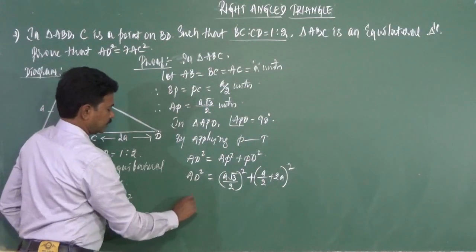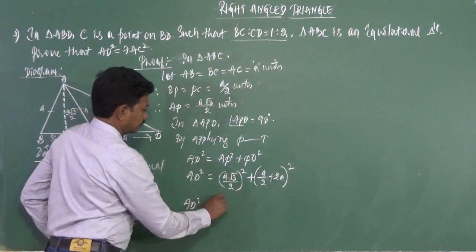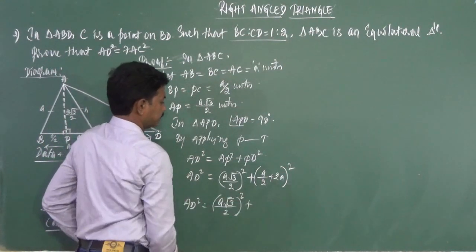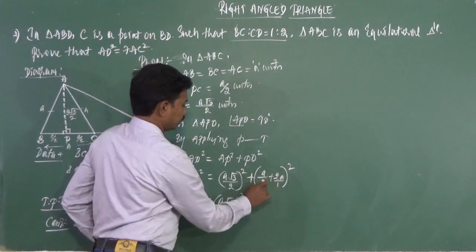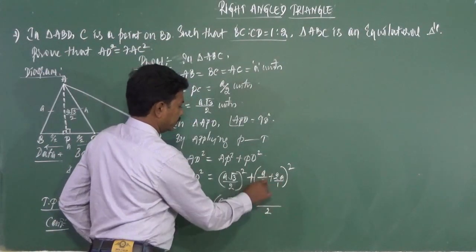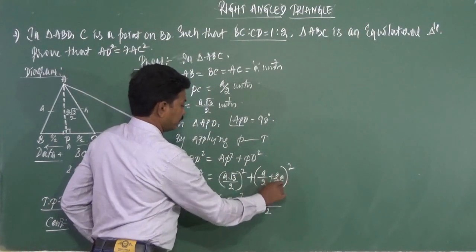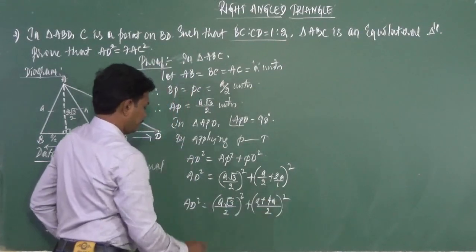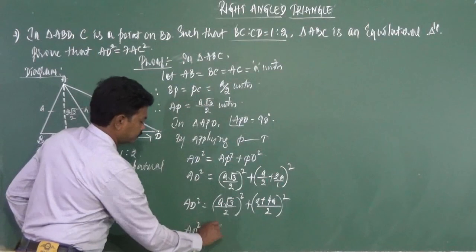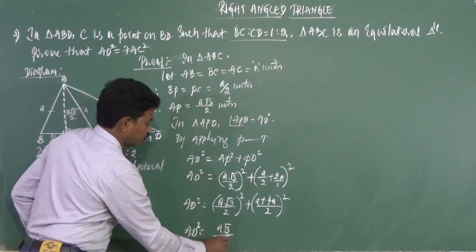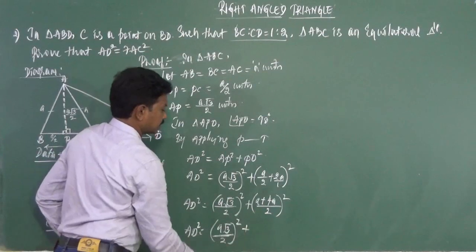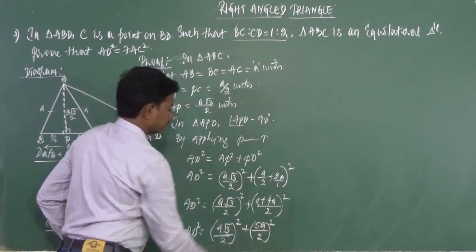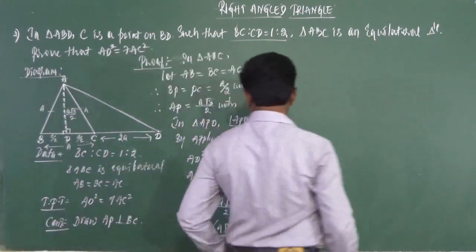So AD square is equal to, in the same manner, A root 3 by 2 whole square plus, when we take LCM for this, we get 2 and 1, LCM is 2. So A by 2 into 2 is A, plus 2A by 1 into 2 is 4A whole square. Okay. So AD square is equal to A root 3 by 2 whole square plus A plus 4A is 5A, that is 5A by 2 whole square. So we can proceed with the next step.